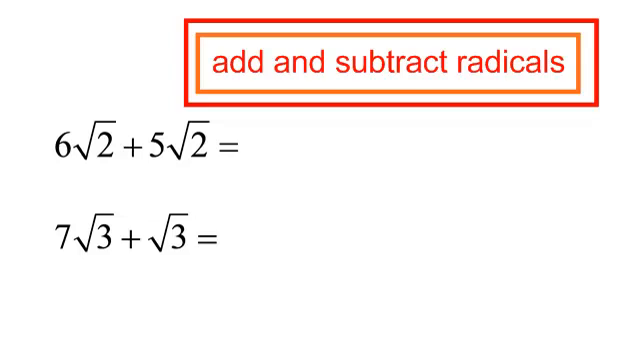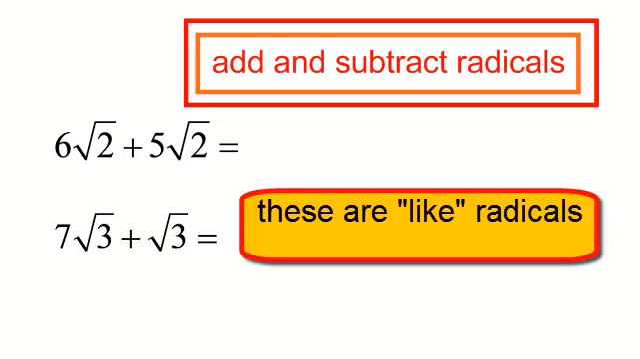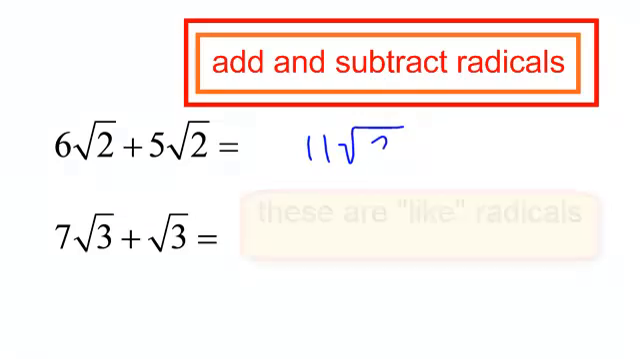6 radical 2 plus 5 radical 2. Are they like radicals? Yes, they're both radical 2's, so I will get something radical 2. 6 plus 5, and that will be 11 radical 2. Yes, it is that easy. Is that what you were thinking? What's your answer on this one?